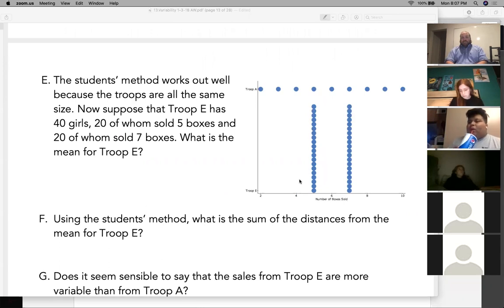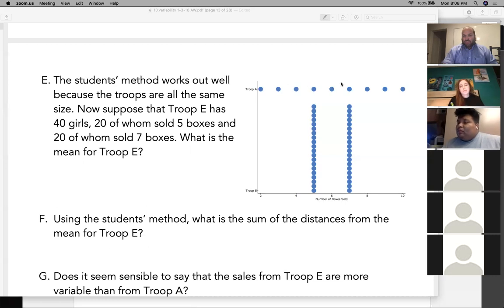Now suppose that Troop E had 40 girls, 20 of whom sold 5 boxes, and 20 of whom sold 7 boxes. So here's Troop A with their 4, 3, 2, 1, 0, 1, 2, 3, 4. And now here's Troop E with the 5s and the 7s. What's the MAD for this case right now? Because 20 times 5 is 100. 20 and 20 is 40. What's the mean?